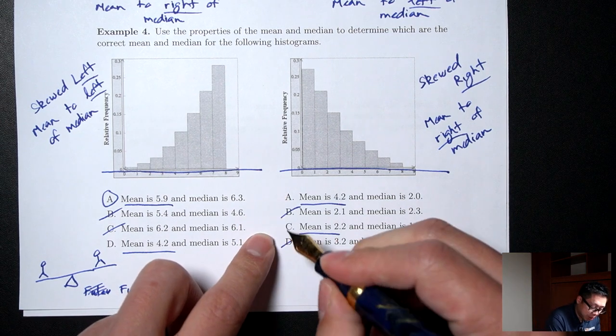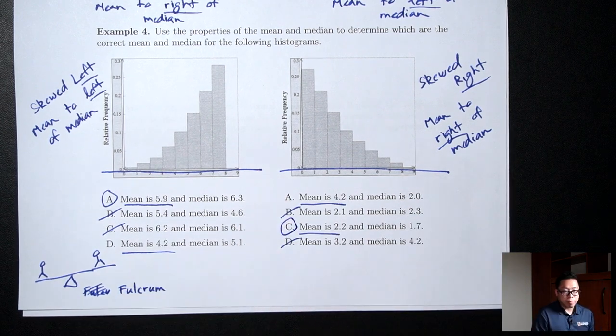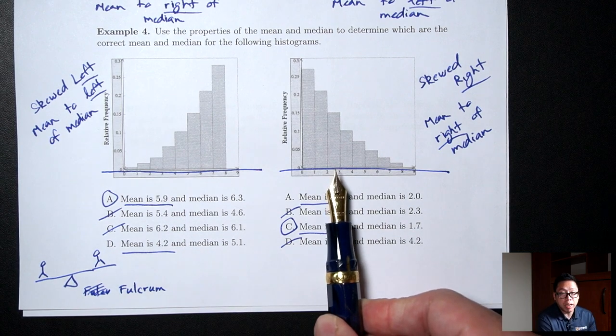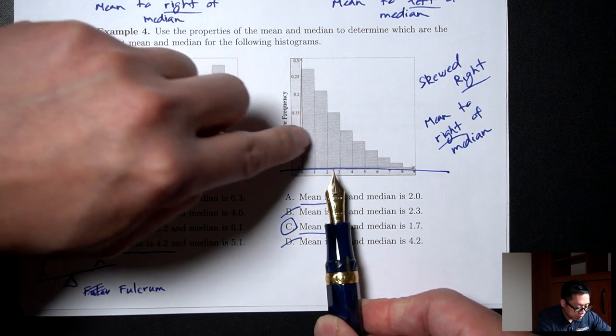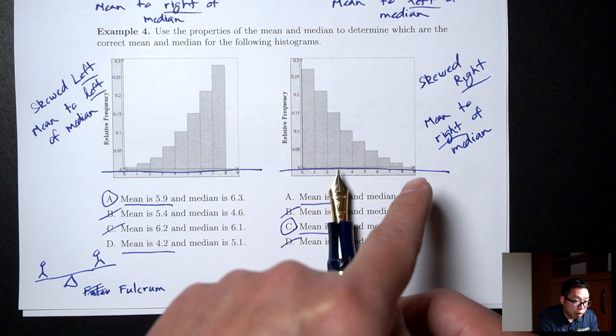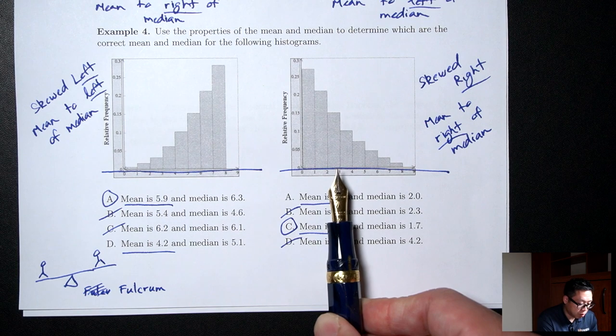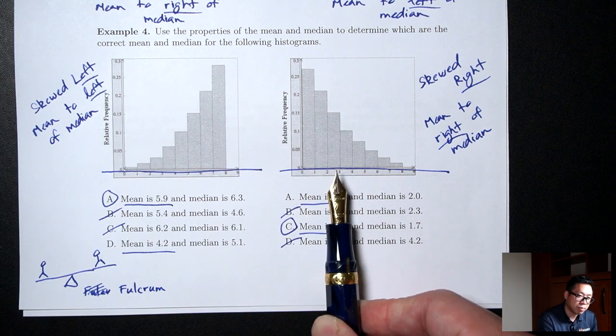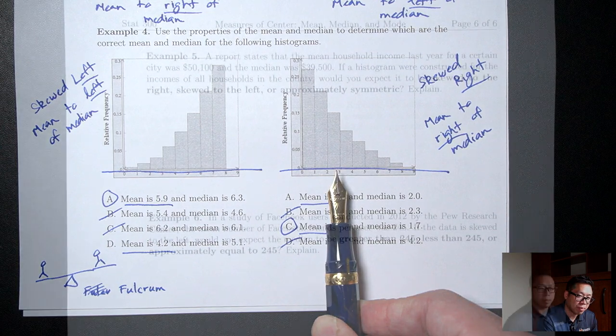The answer would have to be C. And at 2.2, which is right here, it has a better chance of balancing. I have like two big blocks on the left side. On the right side, I have smaller blocks, but I have more of them. So we have a better chance of balancing here at 2.2. A lot of small blocks has a better chance of balancing the two big blocks on the left.